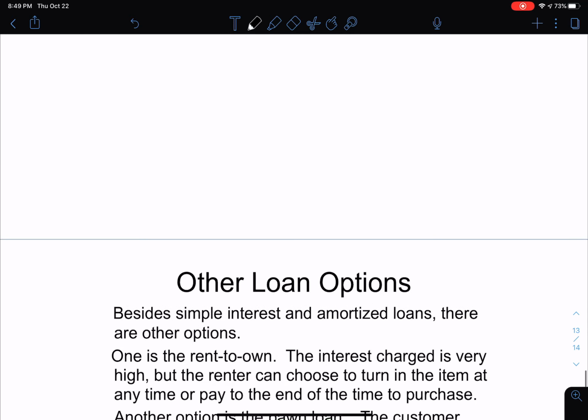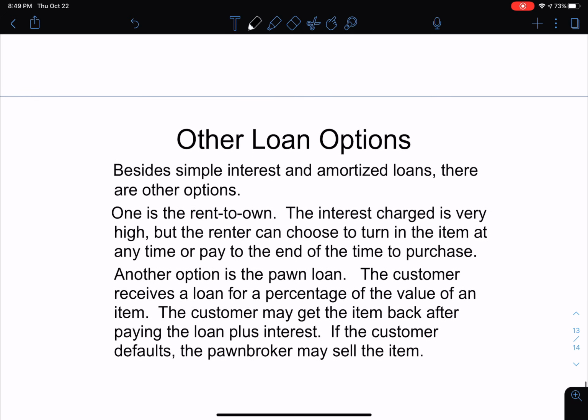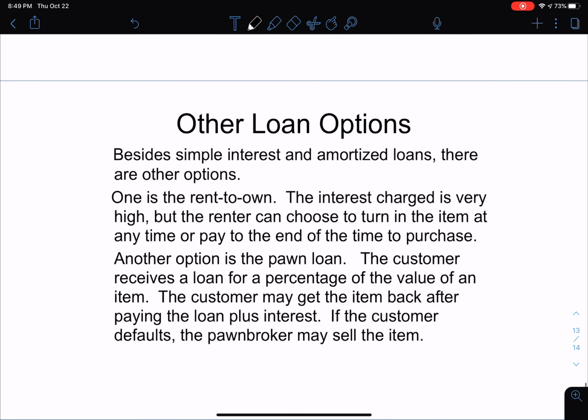A couple other types of loan options there are out there. I like to just briefly mention these. Besides these simple interest and amortized type loans that we've been talking about, there's other kinds of options. One of them that's pretty popular is rent to own. I've had students in the past talk about doing that, like Rent-A-Center or those kinds of places.